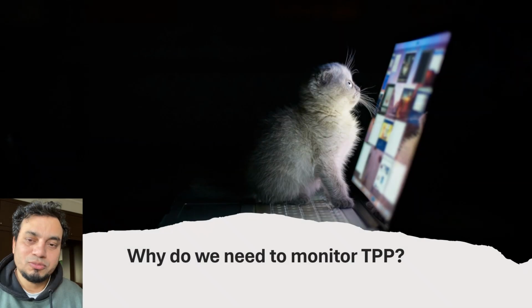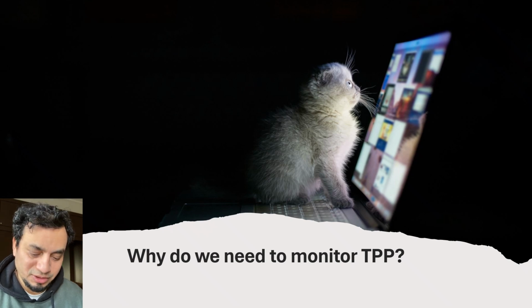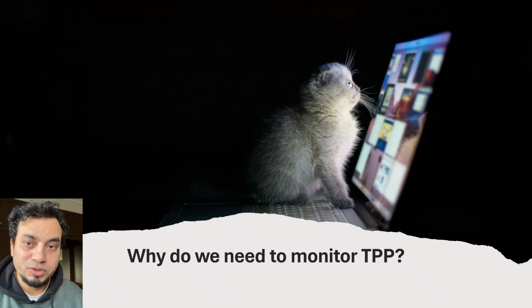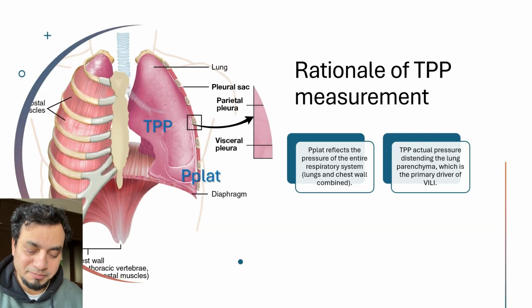So why do we need to monitor TPP? That is the question. Monitoring TPP is crucial because unlike plateau pressure alone, it provides a more precise estimate of actual stress across the lung, independent of chest wall mechanics. This is a very important line. Independent of chest wall mechanics. Your plateau pressure takes into account both lung as well as chest wall mechanics. Lung elastance and chest wall elastance both are added when you calculate the P-plat. So P-plat is not a true lung distending pressure.